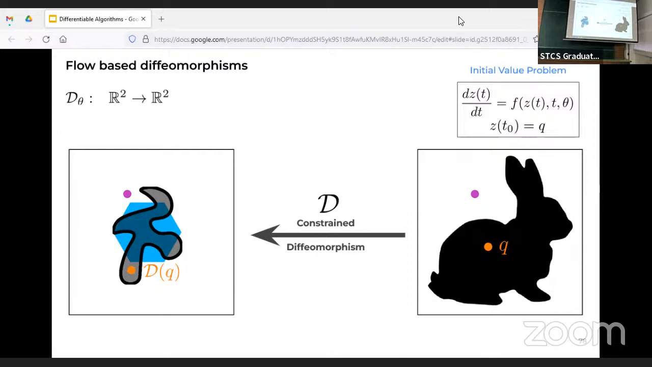Let's say we have an initial value problem that is Lipschitz continuous, then it has a unique solution. We can use that unique solution to integrate from the initial time to the final time, so that one point flows to another point. We define the diffeomorphism of a point Q. We treat Q to be at time 0, then at time 1 we get the value by integrating this flow from T0 to T1. And that's the diffeomorphism.